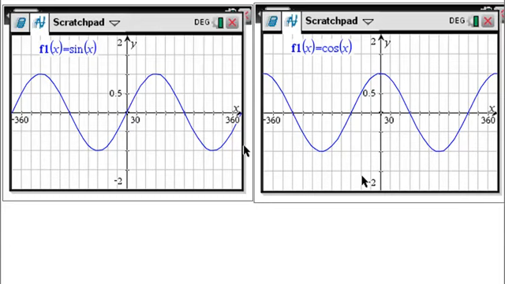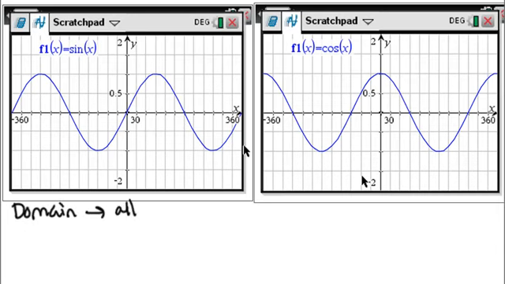We're going to talk about the domain, the range, and the period of the sine, cosine, and tangent functions. If you need help with how to graph the functions on the calculator, see the video about graphing trig graphs on the Nspire.